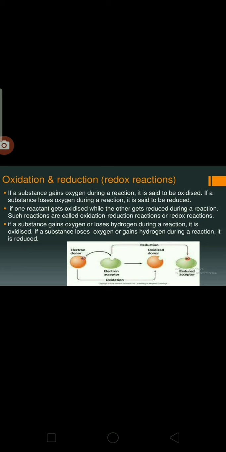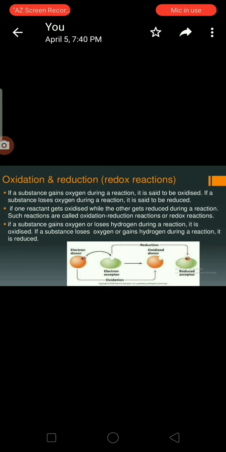Now the last type of reaction is the redox reaction, and I already said a redox reaction is the combination of oxidation and reduction. Simply, what is oxidation? Oxidation means addition of oxygen. If we add oxygen to a reactant, it is called oxidation. Reduction means that in a reaction oxygen is removed. Removal of oxygen is called reduction. So that is the general definition for oxidation and reduction.